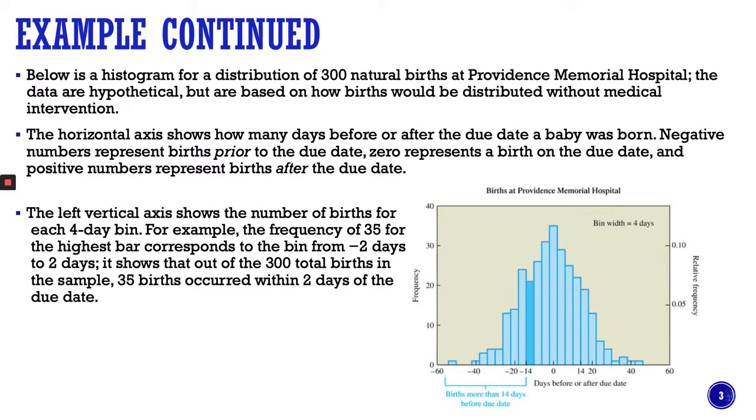The left vertical axis shows the numbers of births for each 4-day bin. For example, the frequency of 35 for the highest bar corresponds to the bin from -2 days to +2 days. It shows that out of the 300 total births in the sample, 35 births occurred within 2 days of the due date, so 2 days before and 2 days after.